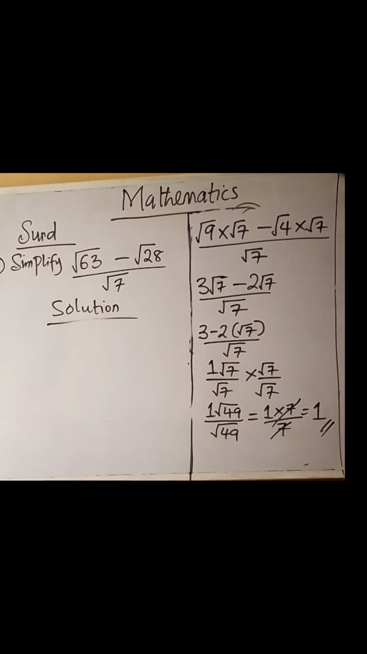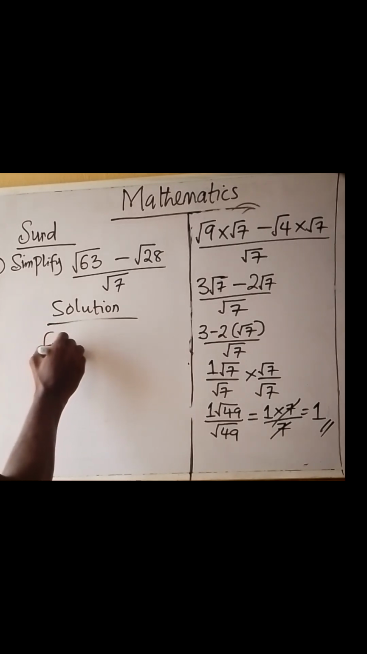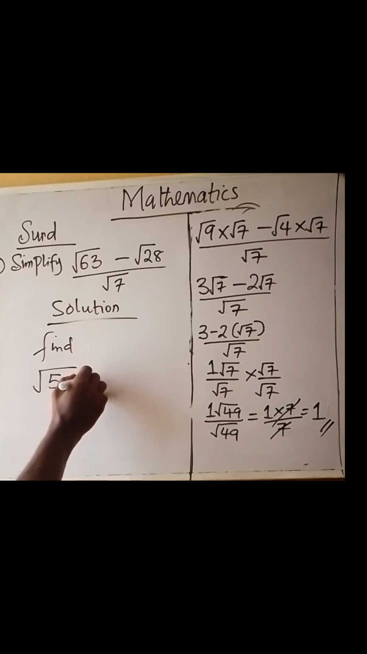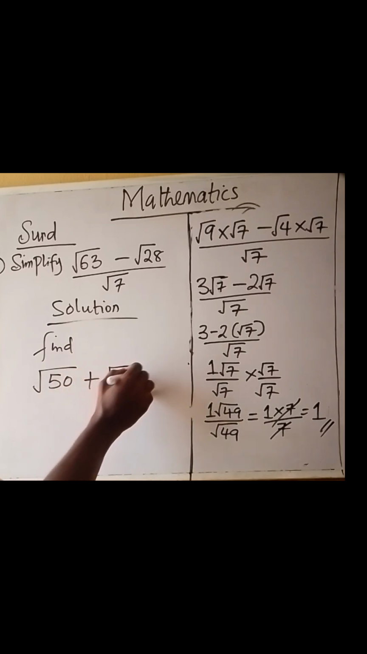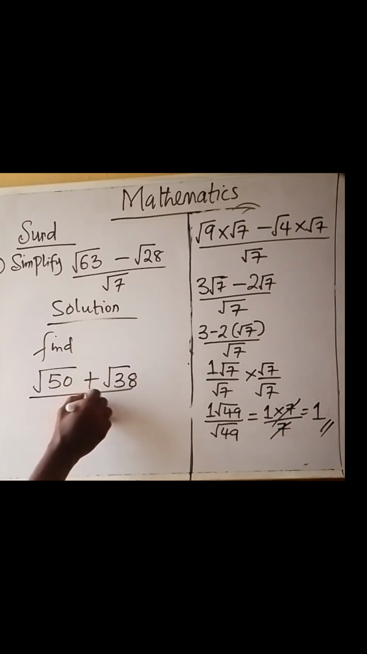So let's do this particular question. Let's say find or simplify: root 50 plus root 38 over root 3.